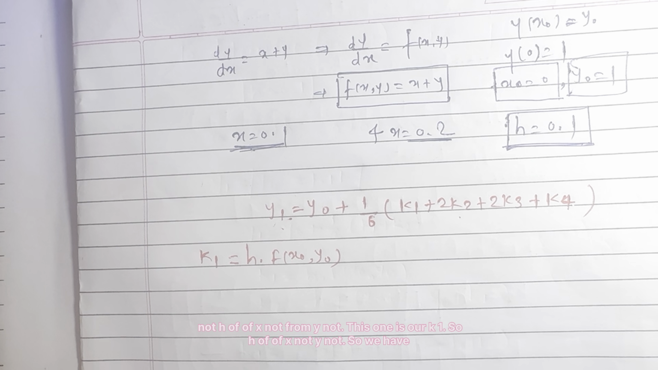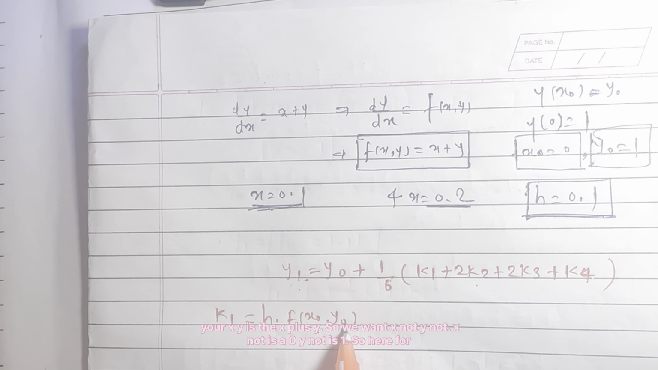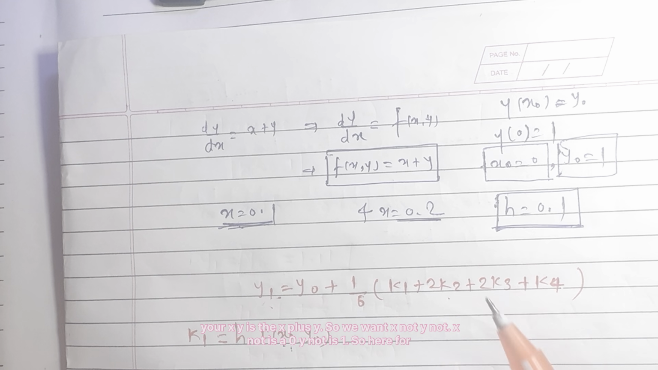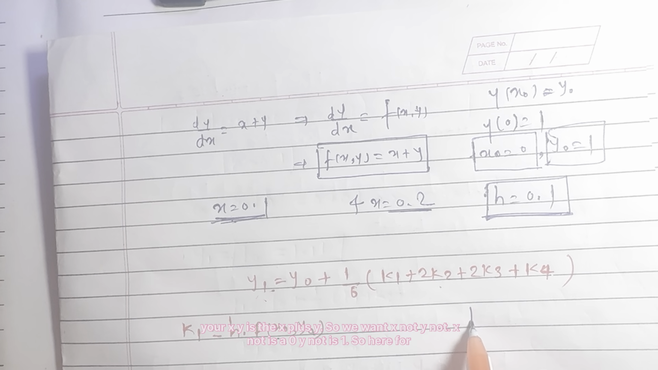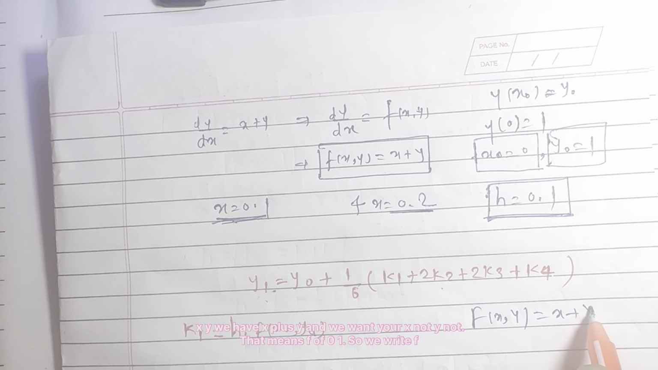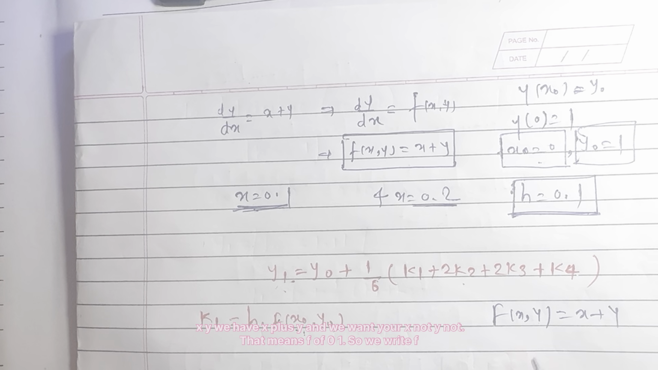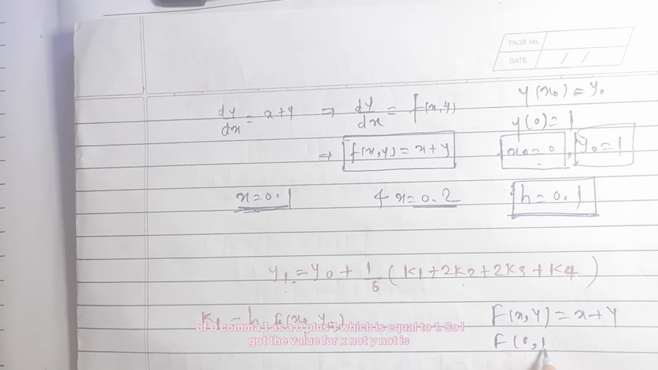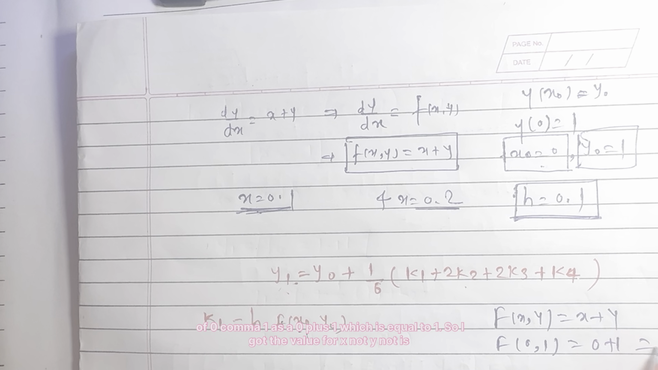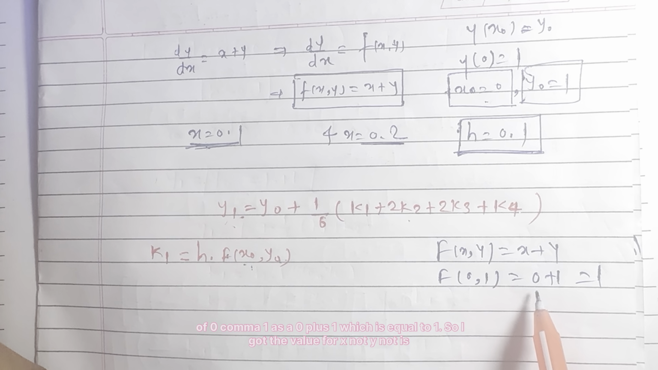This one is our k1. So h of x naught, y naught. We have f of x, y is x plus y. We want f of x naught, y naught. x naught is 0, y naught is 1. f of x, y is x plus y, and we want f of x naught, y naught, that means f of 0, 1. So we write f of 0 comma 1 as 0 plus 1, which is equal to 1. So I got the value for f of x naught, y naught as 1.